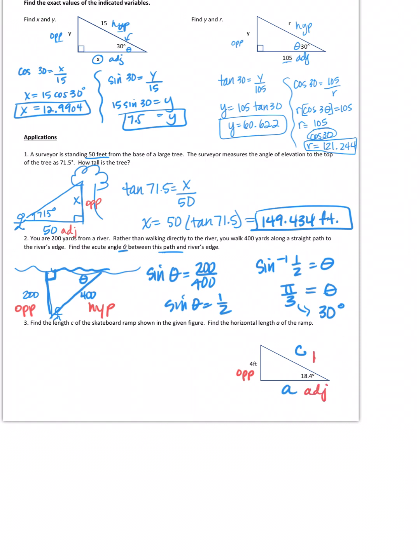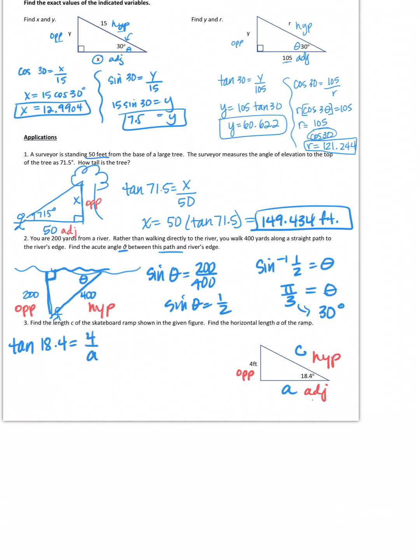A is the adjacent, C is the hypotenuse. So we're going to have to find both. Doesn't matter really which one you start with, but I'll start with A. So to get A, I would be using adjacent and hypotenuse, which I'm going to need to use tangent of that 18.4. Or no, tangent's opposite over adjacent, right? So it's 4 over A.